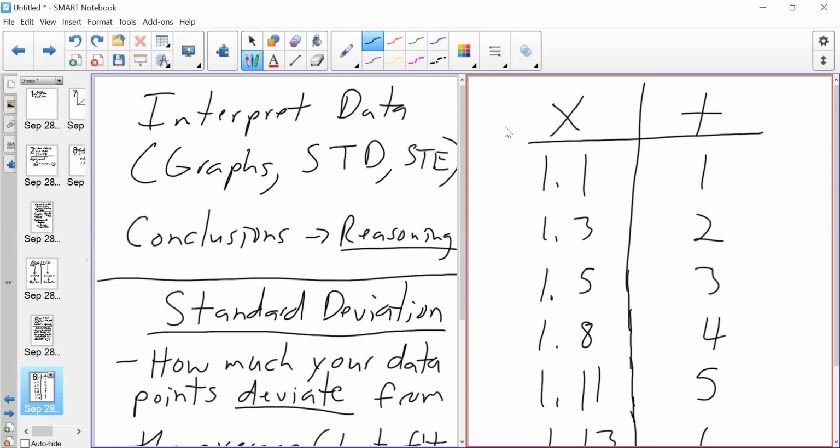So then we just divide this. 1.15 divided by 7 gives us the velocity here. Now you're going to do that for your data points. This is just an example.